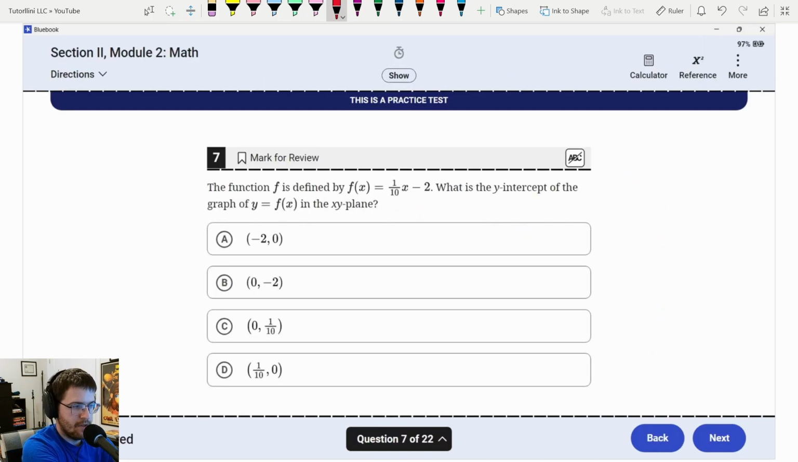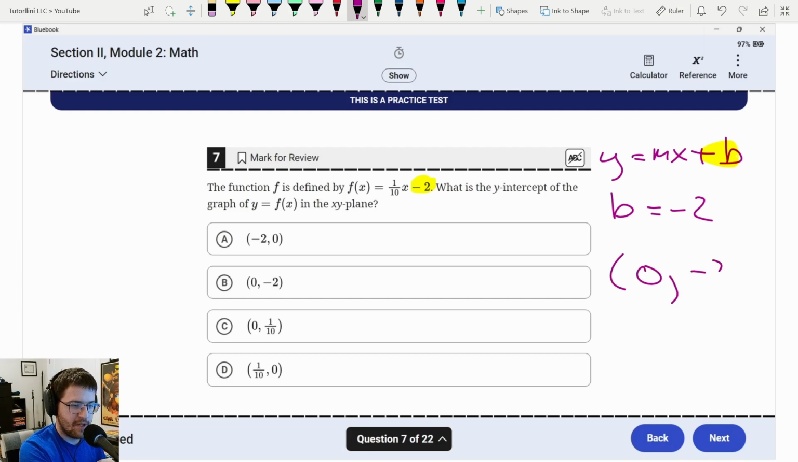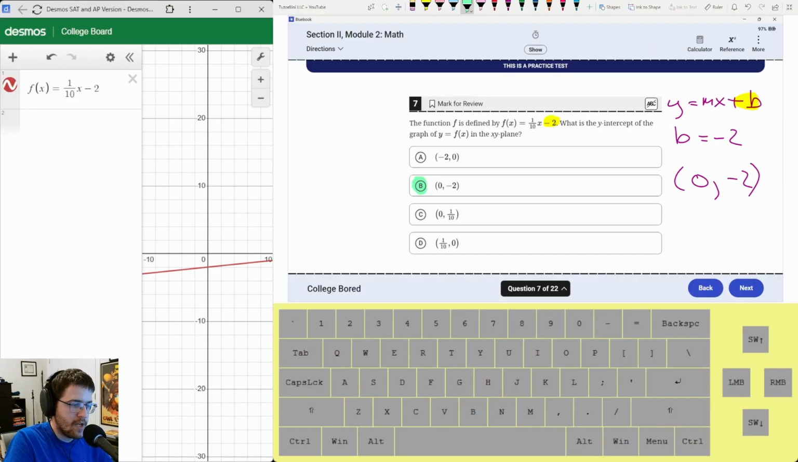Okay, question 7. This is just the equation of a line in slope-intercept form, mx plus b, where m is the slope and b is the y-intercept. I can tell just by looking at it that b, the y-coordinate of the y-intercept, is -2. Y-intercepts always have an x of 0, so the coordinates are (0, -2), which is answer choice B. We can also do this on Desmos, so let's go do that. Okay, so I just typed in the function, and now I'm going to double-click on the y-intercept. And it tells me (0, -2).